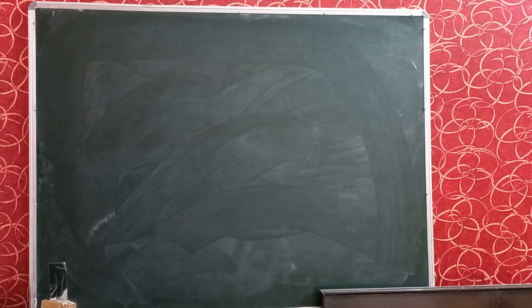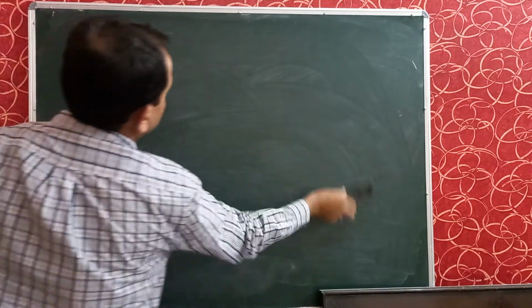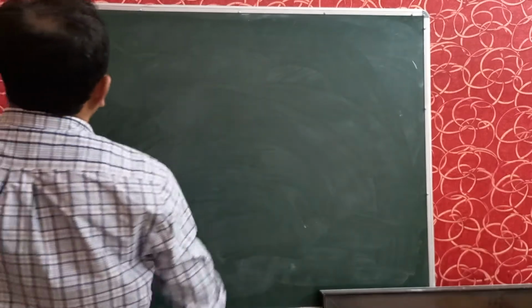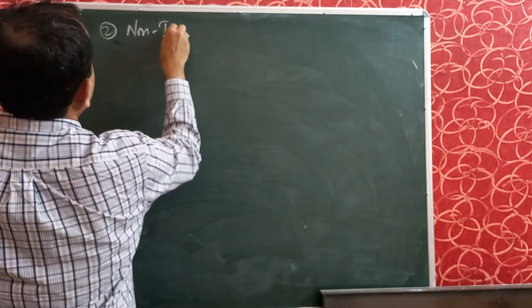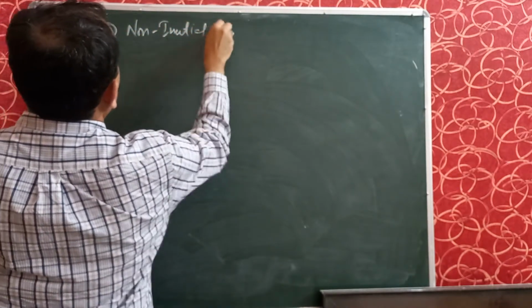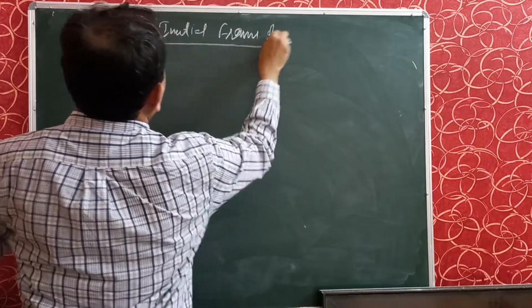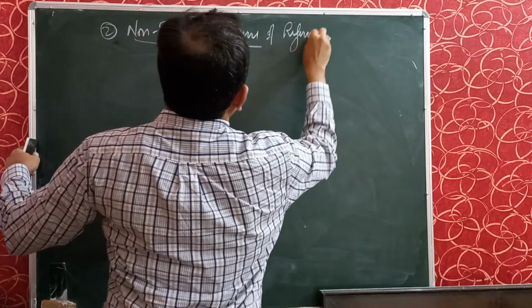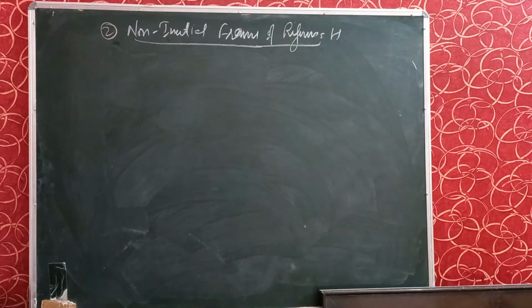Now we will start the next, non-inertial frame of reference, because we have already studied two types of frames, that is inertial and non-inertial. Now we will start the second frame, that is non-inertial frames of reference. So what is a non-inertial frame?